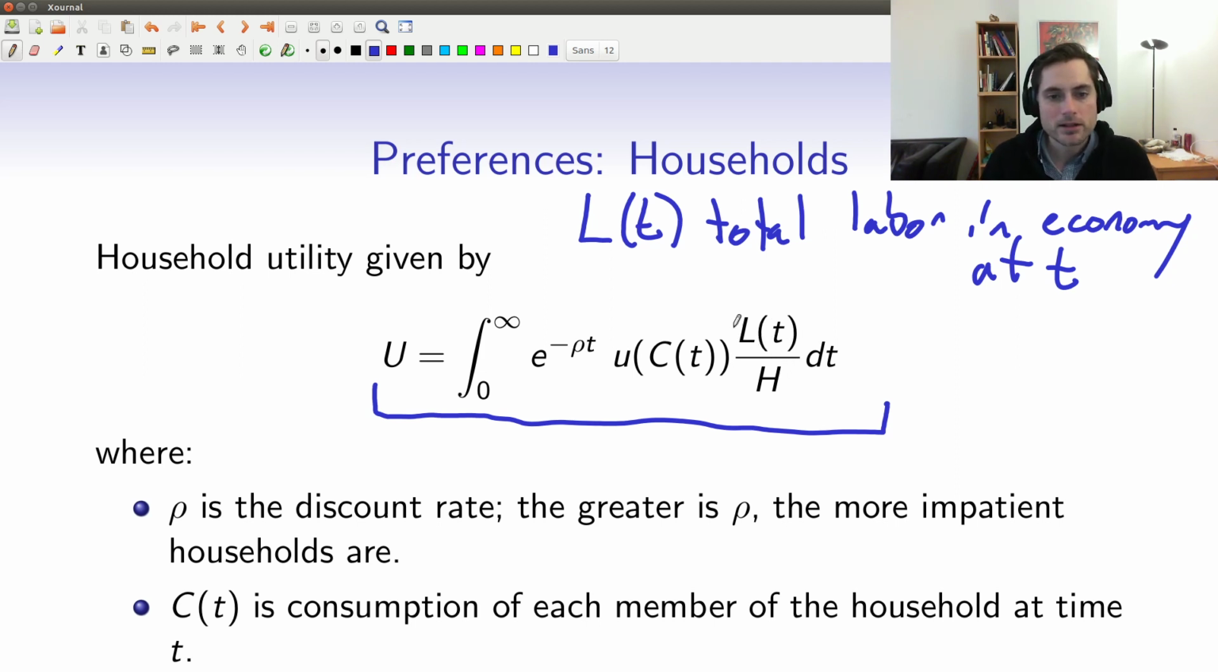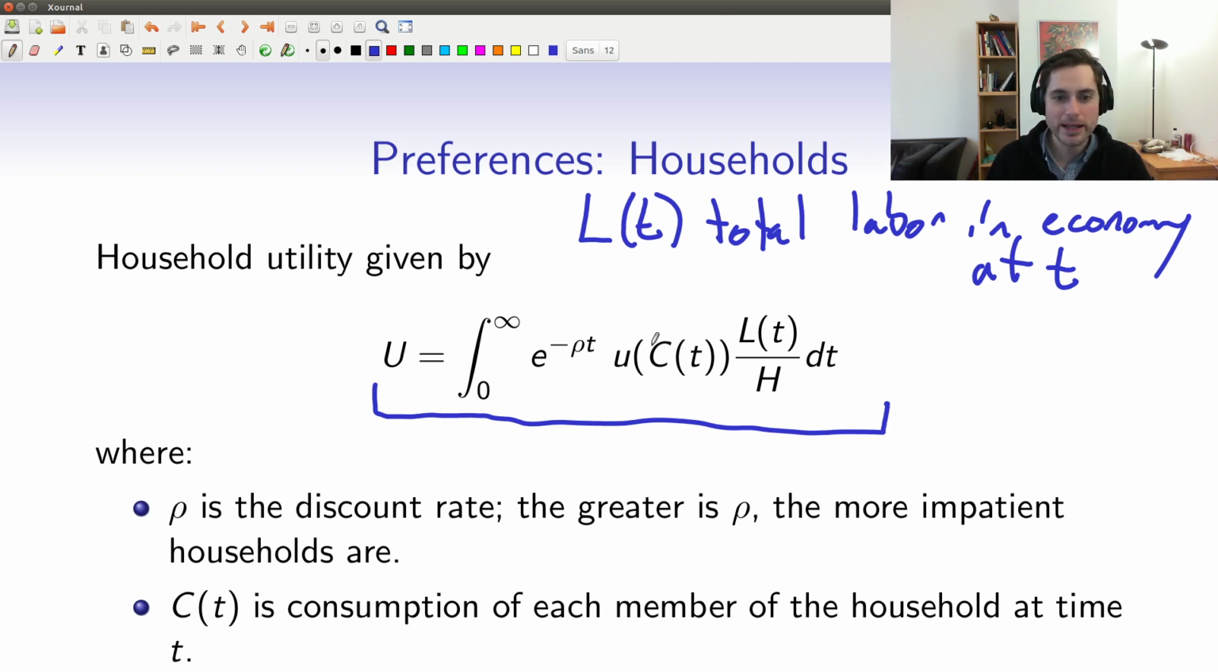All right. Now, this utility here is going to be the utility for each person in the household, each consumer or laborer in the household. And C of T we're going to interpret as the amount of consumption per worker in the household. So C of T is consumption per worker. L of T is the total amount of labor in the economy at time T. And this little u is the amount of utility per worker. And the argument again is the consumption per worker.